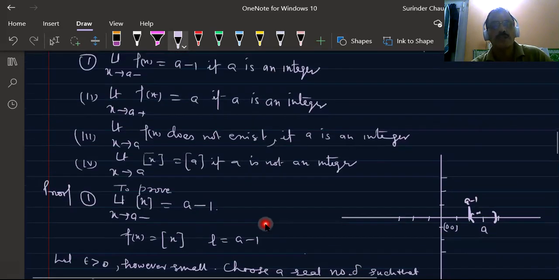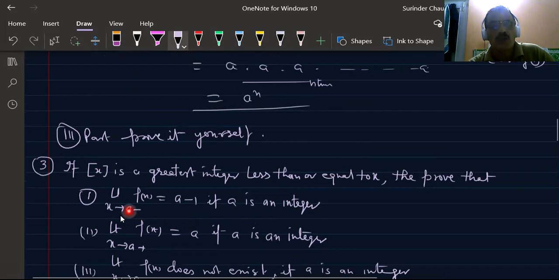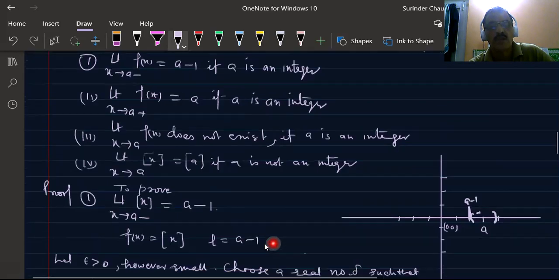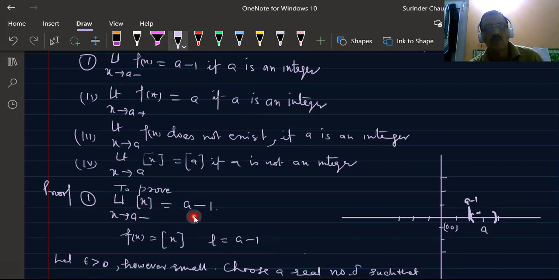What will be in the second part? Now this is the second part: the limit as x approaches a from the positive side of f(x) is equal to a. Again, what is the value of this? In the second part, the limit as x approaches a from the positive side of the greatest integer function is equal to a.